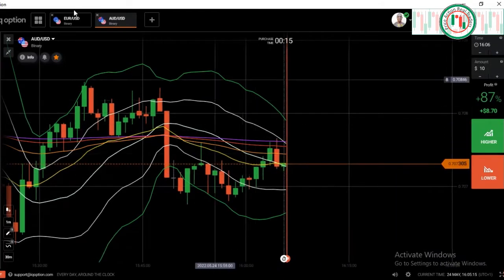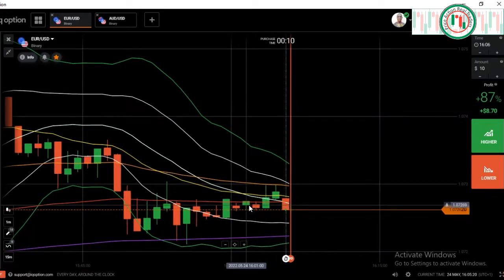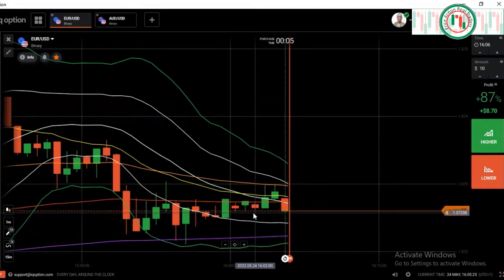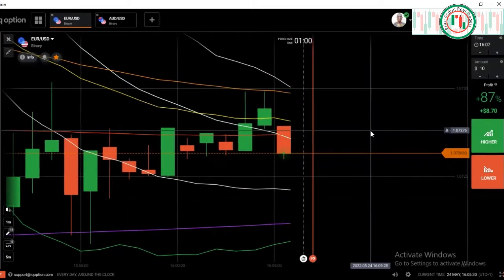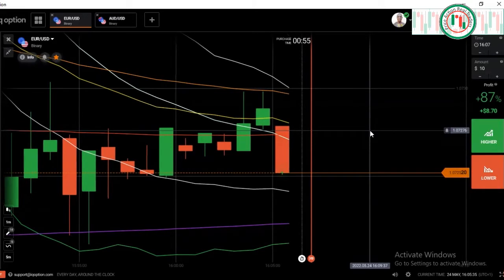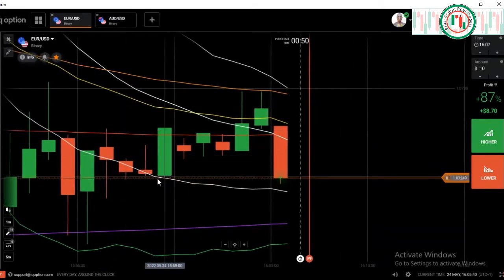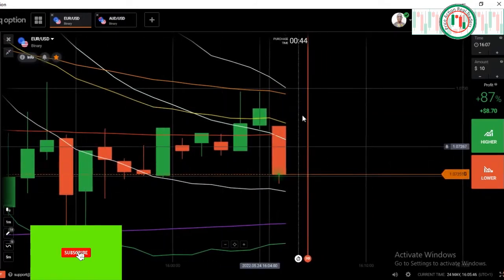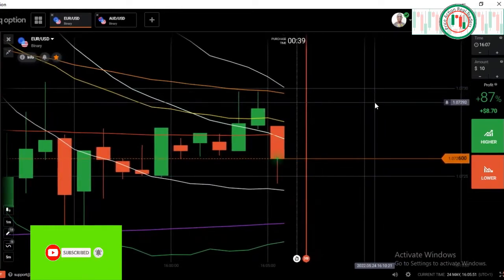So let us wait. And here you see, and here is very bad. The market here is bad. Yes, market here is really bad. But here you see engulfing, you see another engulfing here. Market is really bad. So let's wait.